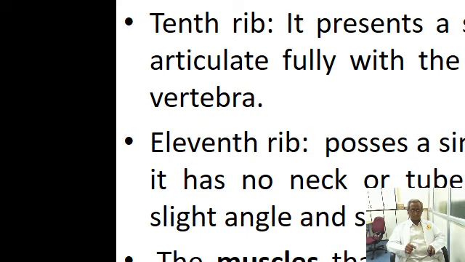The muscles that attach to the 11th rib are serratus posterior inferior, iliocostalis thoracis, iliocostalis lumborum, latissimus dorsi, external oblique and transversus abdominis.